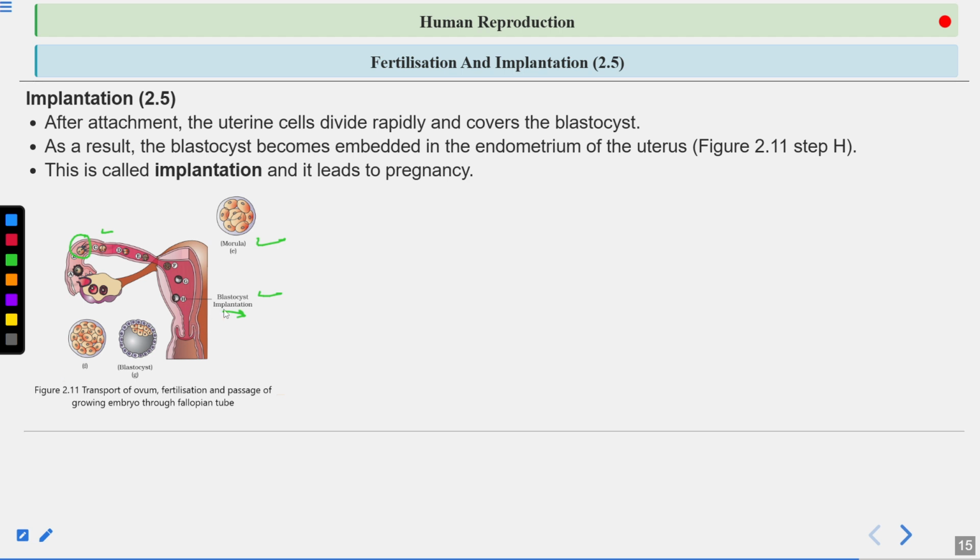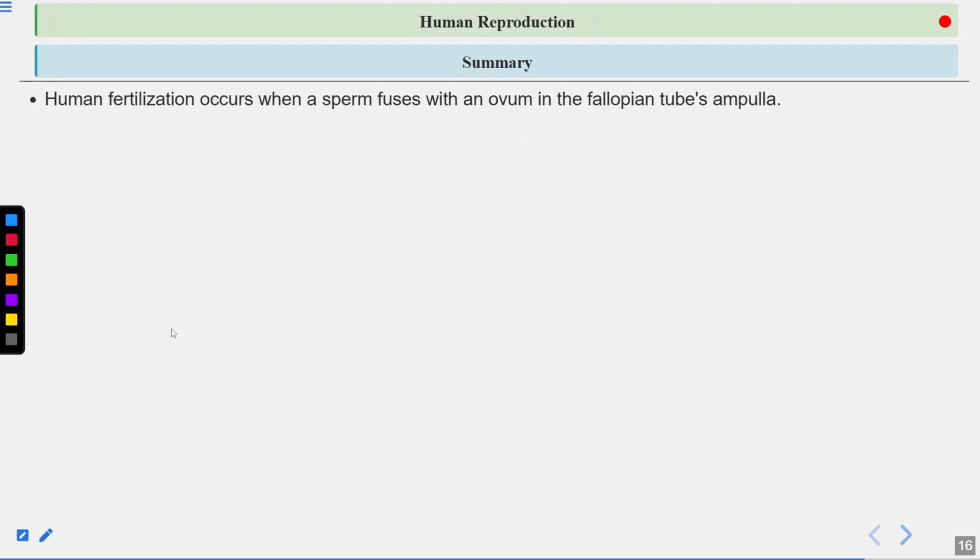So here you can see this is showing you the blastocyst implantation. Then what happens? Now the blastocyst has attached to the endometrium. Now it will obtain nutrients from the endometrium. Now the blastocyst, we'll talk about, consists of the blastocoel also. And now the further development of the embryo will occur.